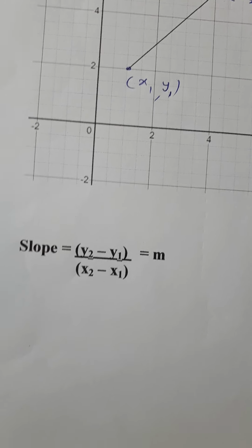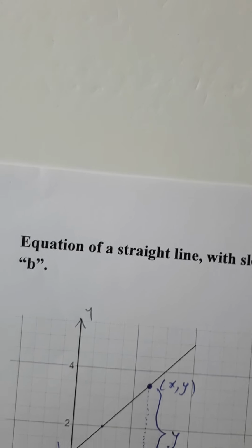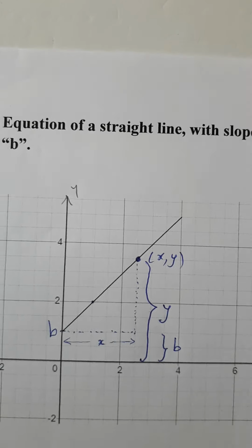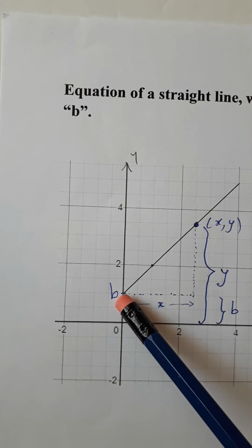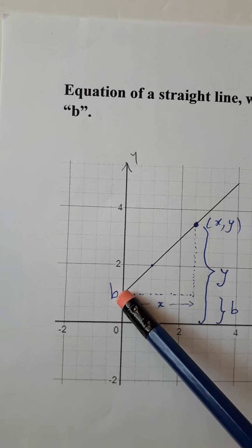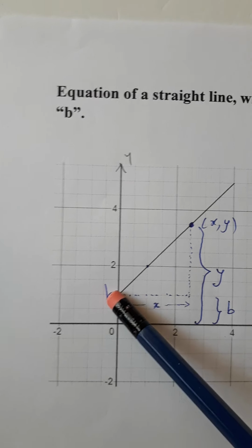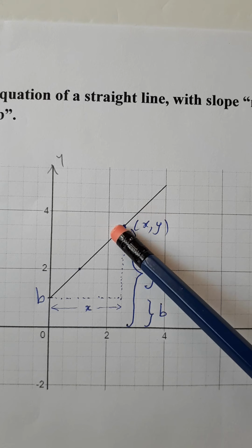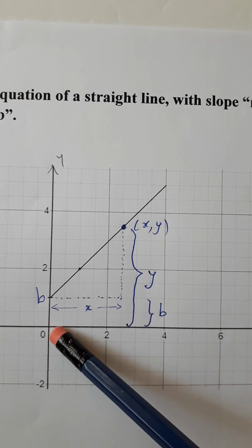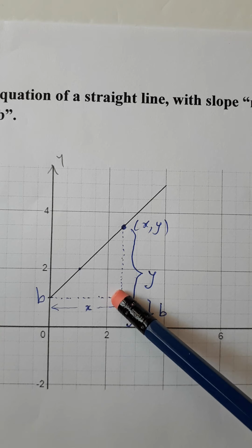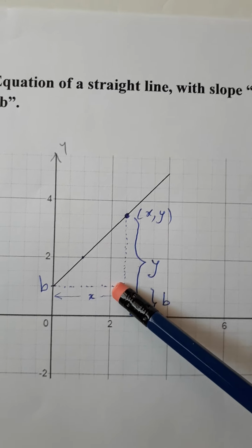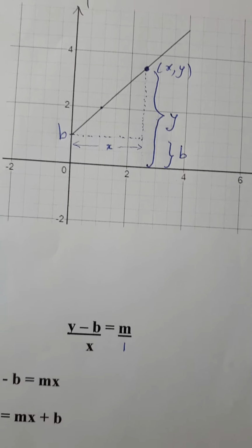Next part of my introduction is how to find the equation of a straight line with slope m and y-intercept b. When you have a straight line, the place at which it cuts the y-axis is called the y-intercept. In this case, we call it b. And if you call any point on this line x, y, this side is going to be y, this side is b, therefore this is also b because it's a rectangle. So your rise is y minus b, run is x. So y minus b over x is our slope m.